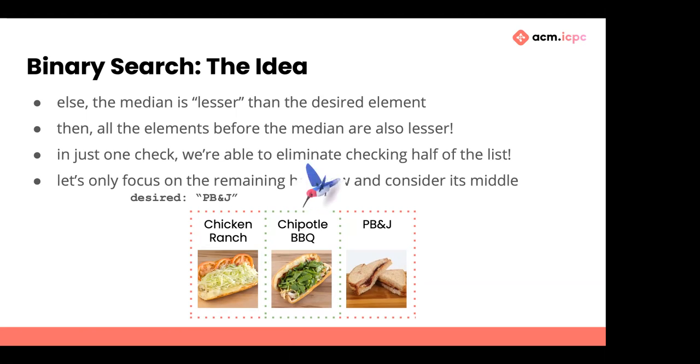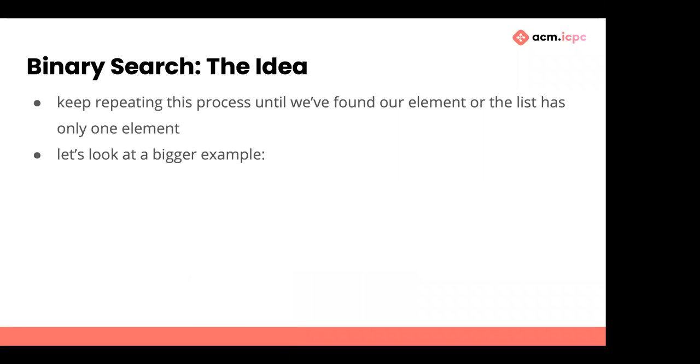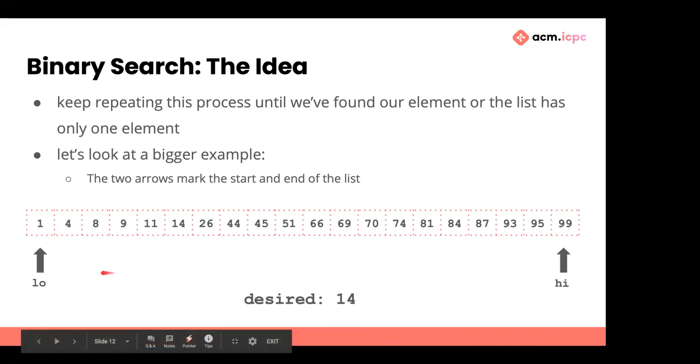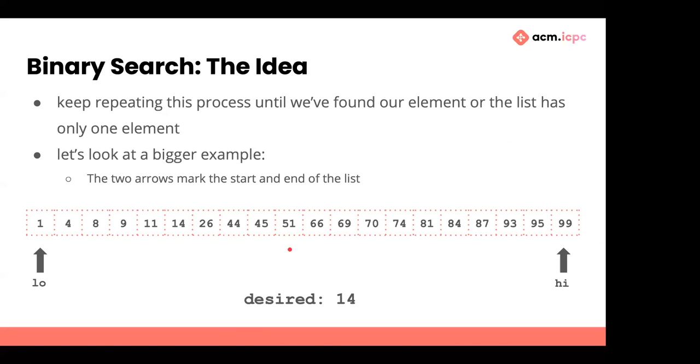If that example wasn't super clear, let's look at a bigger example with 20 elements. We're going to look at 20 numbers in sorted order, ranging from 1 to 99. We're going to maintain the start and the end of our list using these low and high pointers. Suppose we're looking for the number 14 in this list of 20 numbers. We do the same thing like we discussed before.